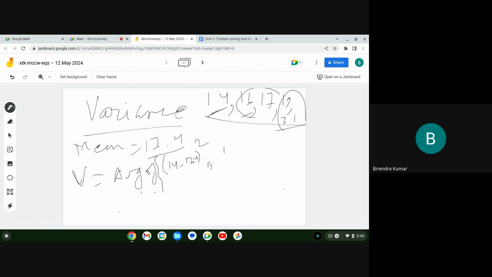My second data point is what? 16 minus 17.4, square of this. What is my third data point? 17. So it will be 17 minus 17.4 square. What is my fourth data point? 19. 19 minus 17.4 square. What is my fifth data point? 21 minus 17.4 square. You find out the square of this, add them together and find the average of that. Average of these numbers, basically. Okay.